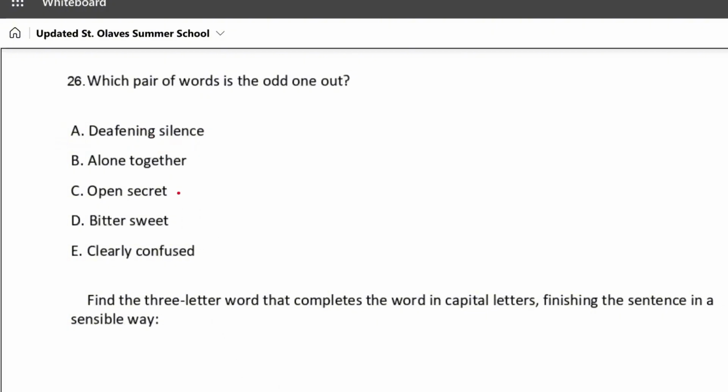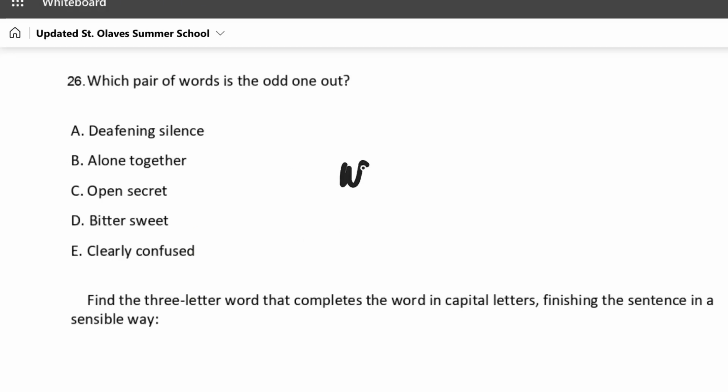For question 26, which is the odd one out, deafening silence, they all seem to be opposites, an adjective that is opposite to the noun before it. Open secret, bittersweet, or not always noun, but they are always opposites. However, clearly confused, it can sound like an opposite because of something. If you can see clearly, sometimes you're not confused. However, clearly is not the exact opposite of confused, just like bitter is, or if something is secret, it's definitely not opened.